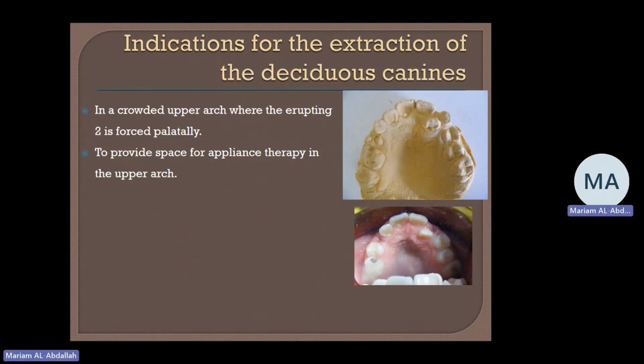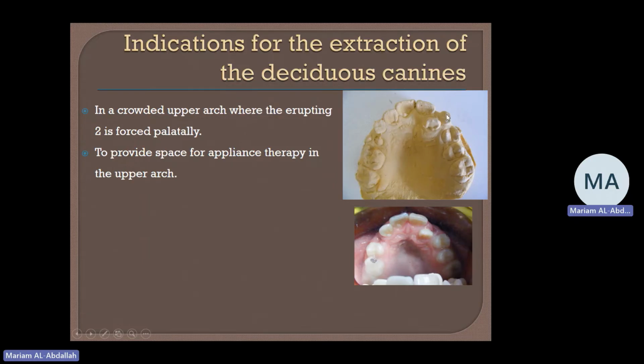Okay, we don't treat a problem and cause another one, because it has to be a comprehensive treatment for the patient. We could actually also extract the deciduous canine to provide space for orthodontic treatments. For example, this is a lateral incisor in the palate. I want to push it by simple tipping movement through the use of a simple removable appliance.